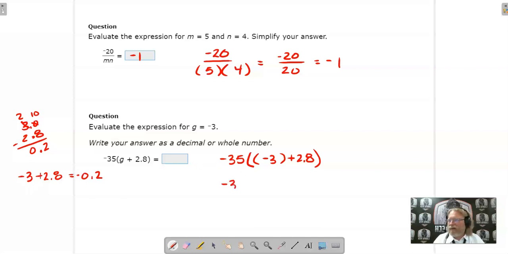So I end up with negative 35 times, I solve for the inside of here, negative 0.2. So now I need to multiply this together, and it's negative times negative, so it's going to be positive. But I need to take 35 and multiply it times, and I'm just going to go ahead and just do the 0.2. I'll leave the decimal in it for now. 2 times 5 is 10, carry the 1. 2 times 3 is 6, carry the 1, add the 1, 7, and I have 1 decimal here, so I'll move the decimal over 1 place, and I end up with 7 for my answer. Negative times negative, it's positive. Good.